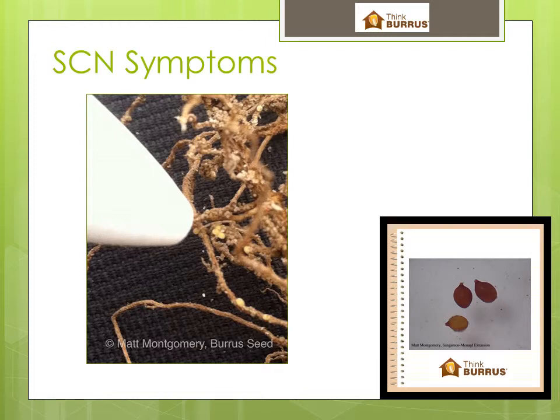These are actual soybean cyst nematodes on the root of a soybean plant that I collected in 2014. And that big white thing on the left-hand side is the end of a ballpoint pen.